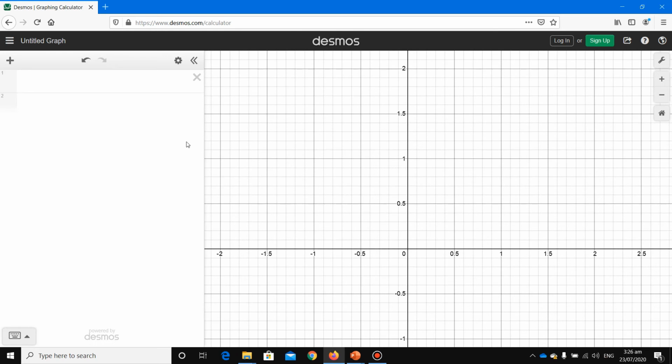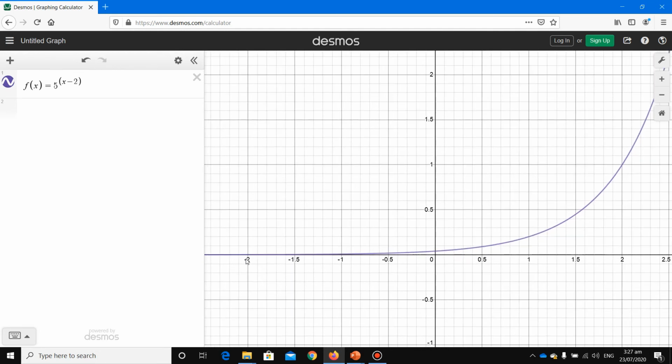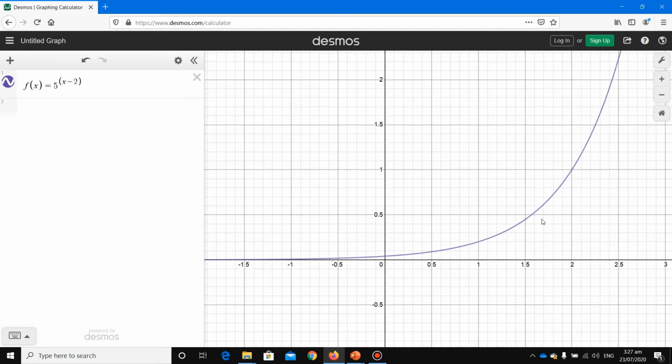Now let's graph our example. So we have here f of x equals 5 raised to x minus 2. We can see here that as x increases, or from negative infinity to positive infinity, our y value also increases. So from some value approaching 0 to positive infinity. That means that as x increases, our y also increases.